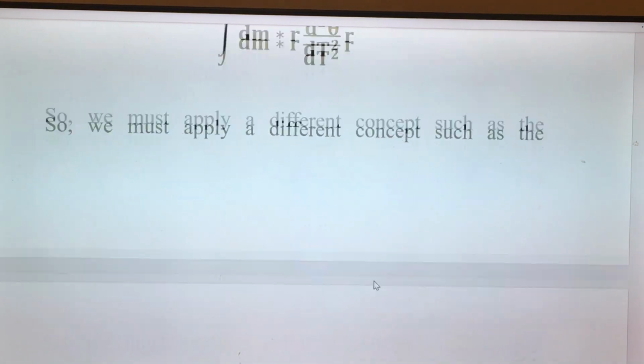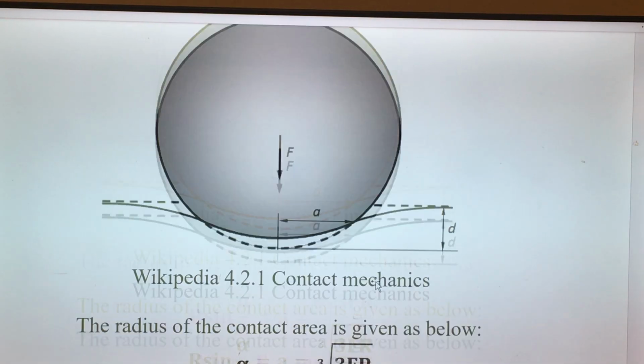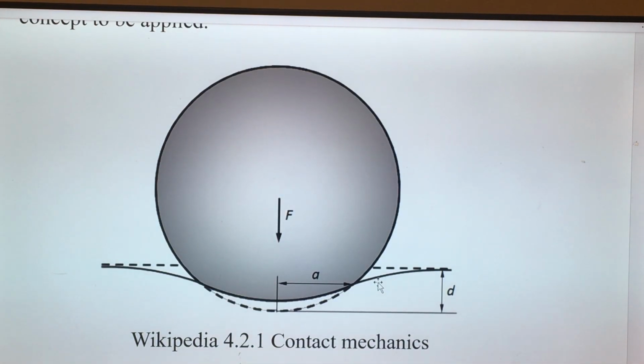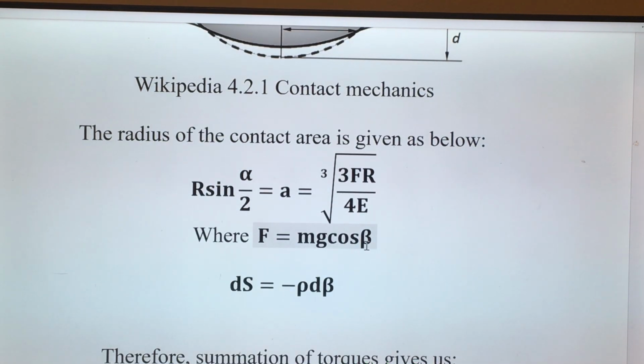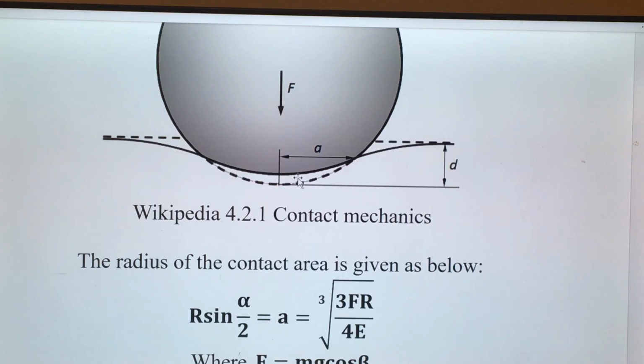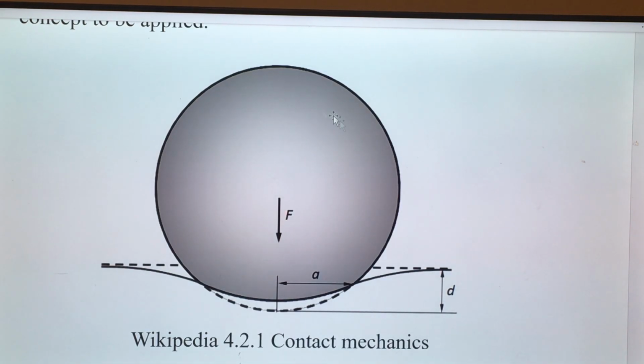Where were we? So you can go to Wikipedia. The radius of the contact area is given as below. So this is from Wikipedia, guys. You need to understand this from Wikipedia. I don't want to go into the details of this. It's related to theory of elasticity of materials or theory of elastic stability. So F is mg cos beta. On Wikipedia they have done the analysis, the static one, no dynamics.